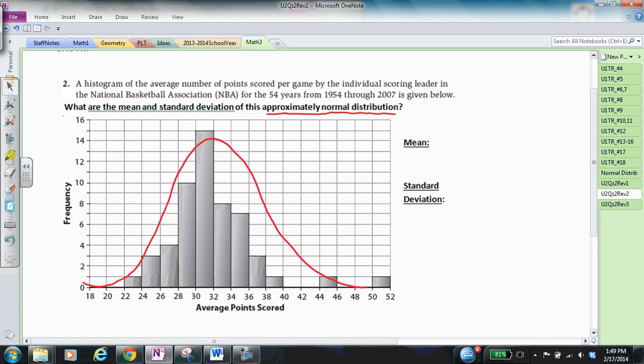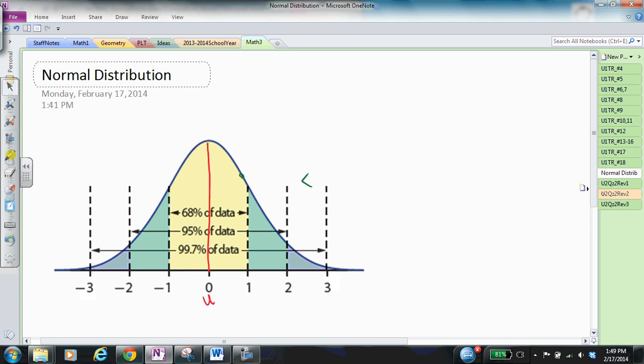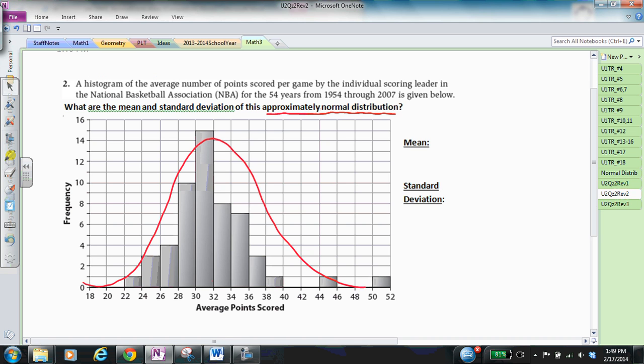So I sketch my bell curve like that. So I want to look and see what the mean is. What's the middle line for that set of data? So if I do that, it falls right there at around 32. That's the middle line. So the mean's about 32. Now, based on that, we can figure out the standard deviation.